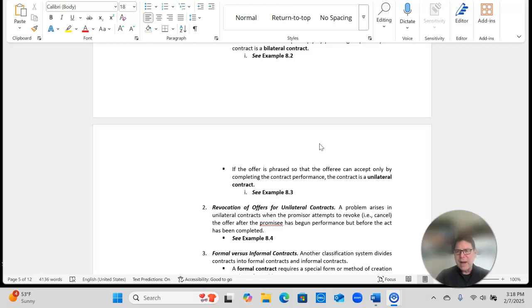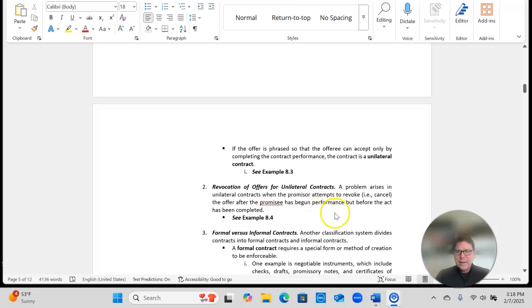So in a unilateral setting, when can the offeror revoke? Once the offeree has started to perform or attempt to perform, once the promisee has begun performance, but before the act has been completed, you still can't revoke.